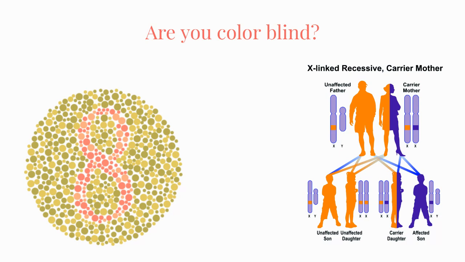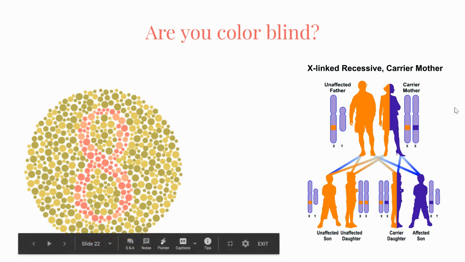And that's okay because a lot of people have different variations of colorblindness. Colorblindness doesn't mean you can only see black and white. It could mean that you can't see certain shades of color. And as you can see on the right side, colorblindness shows up a lot more in males than in females.